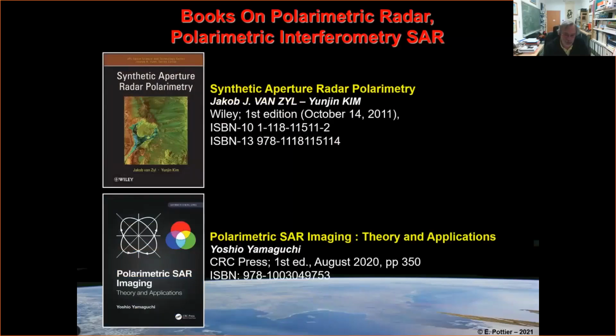And the last one was published very recently by our colleague from Japan, Yoshio Yamaguchi. You will hear about him during the day concerning the different decomposition theorems, because he has proposed a lot of decomposition theorems, the Yamaguchi decomposition.